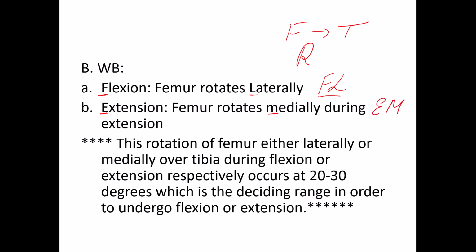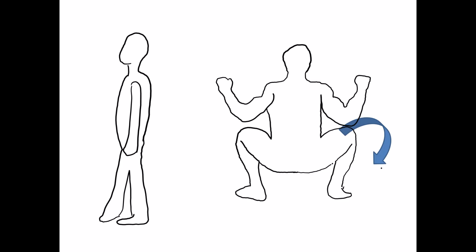And during extension, femur rotates medially. Extension medially. Again, the same thing happens in weight bearing position, in the last 20 to 30 degrees, which is the deciding range, whether you want to extend the knee or flex the knee. Depending on that, locking and unlocking happens.